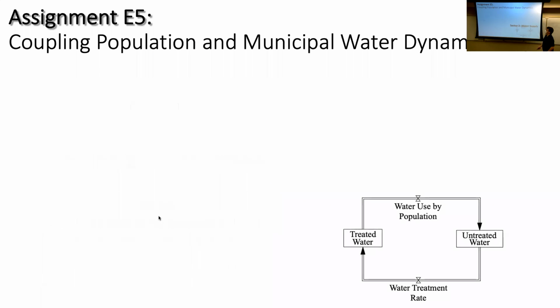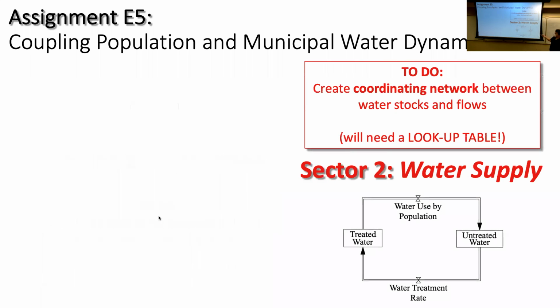And then in the second part of the assignment, you build a water supply sector. That's going to have two stocks, where you've got treated water, and treated water gets used by the population and becomes untreated water, wastewater, and then has to be treated to come back to be treated water again. So you've got this thing that's cycling around here. And those two sectors depend on each other.